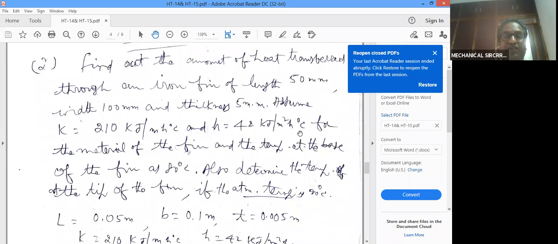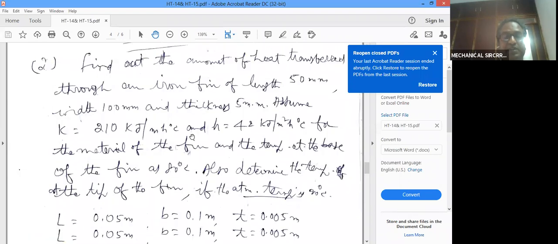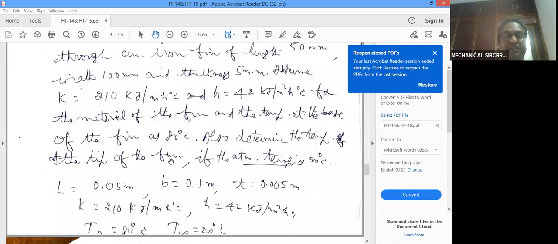So for the material of the pin, thermal conductivity and h value are given, and the temperature at the base of the pin is 80 degrees centigrade, that is T naught equal to 80 degrees centigrade. Also determine the heat transfer rate, and the temperature at the tip of the pin, that is at x is equal to L. If the atmospheric temperature is 20 degrees centigrade, so T free stream is 20 degrees centigrade.